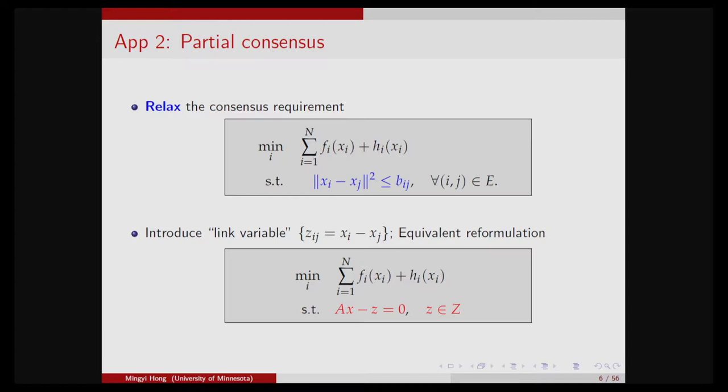For this particular constraint, you can also introduce a new variable called zij equals xi minus xj, and equivalently write the problem as the following linearly constrained problem with one additional variable, z. So here Ax minus z equals 0. This is the linear constraint that we see, and z is in the bound constraint set, the ball constraint set. Okay.